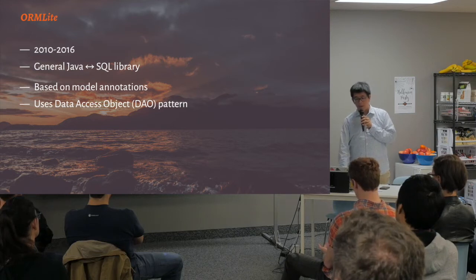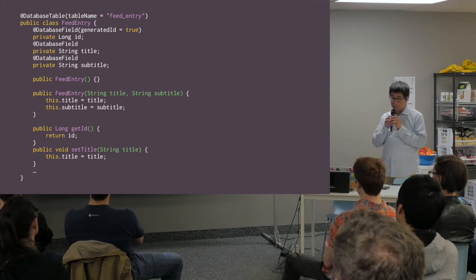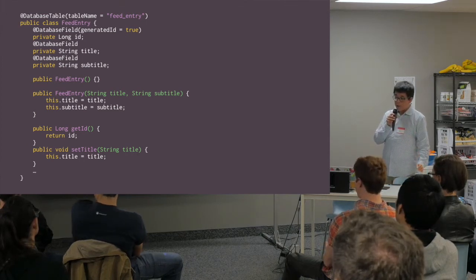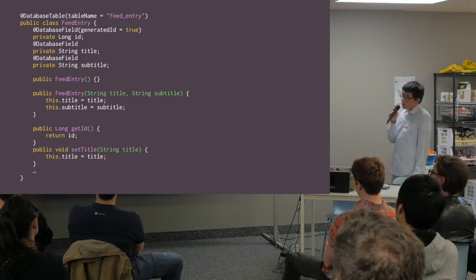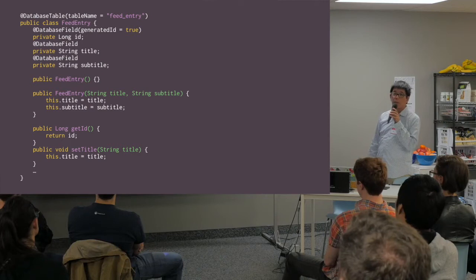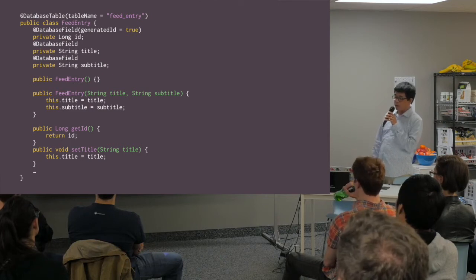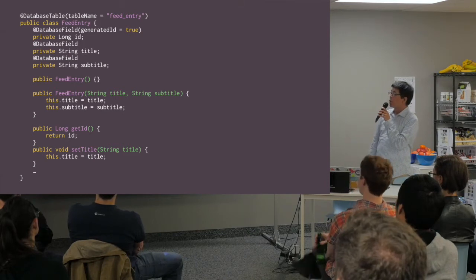So let's have a look at what using ORMLite looks like. We're going to stick with the same example of the feed entry, which represents an article that you might find in an RSS reader. First thing to see here is that to define the table, we don't have any SQL here at all. This is just a regular POJO with a lot of annotations on it. There's a lot of boilerplate at the bottom. Got some getters and setters there.